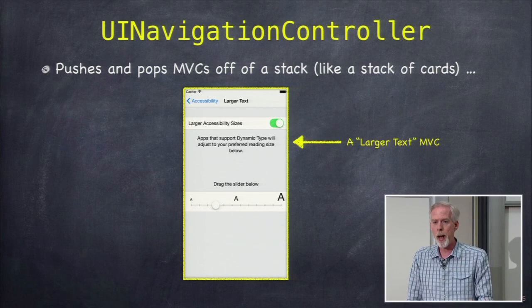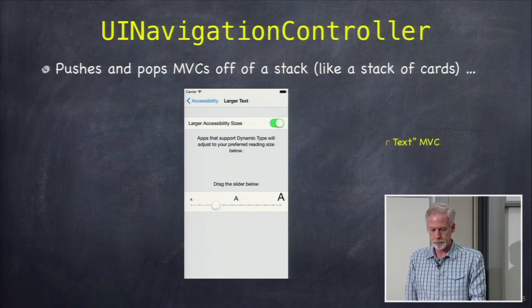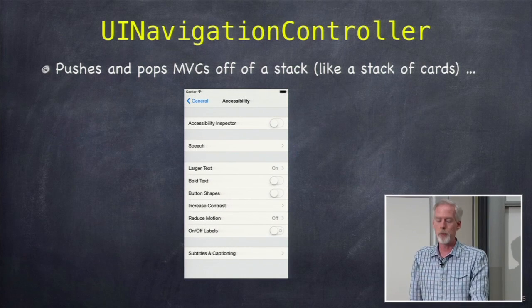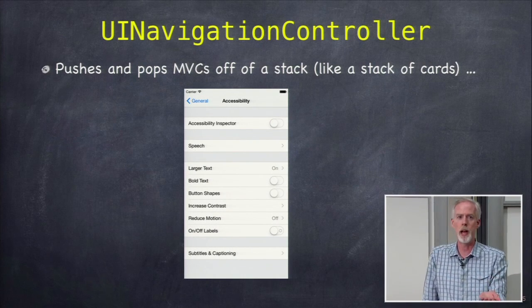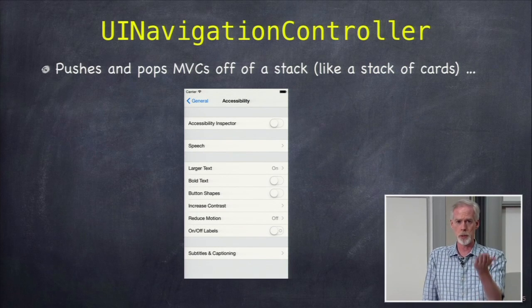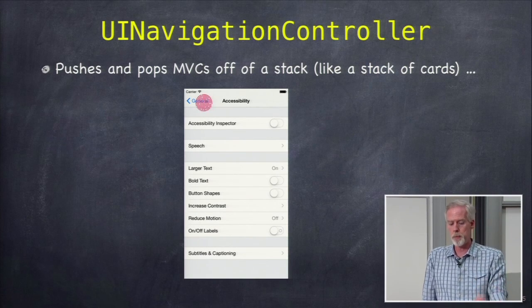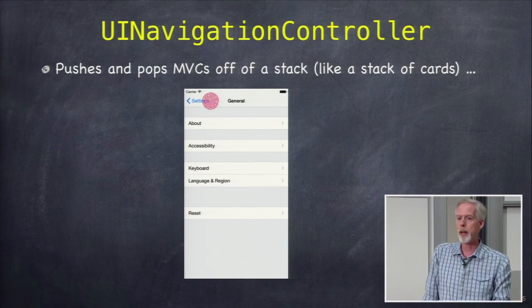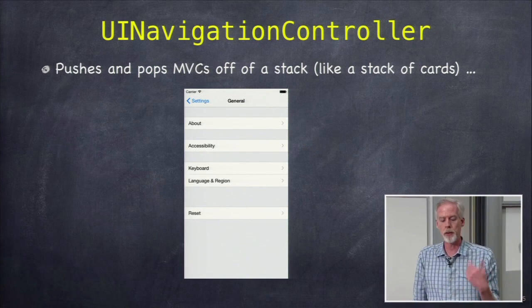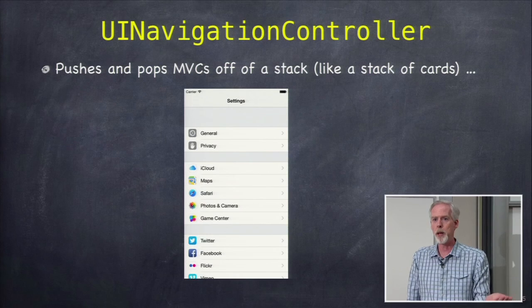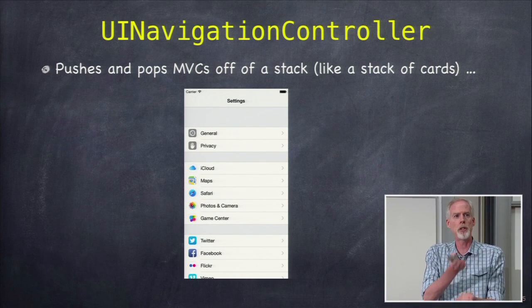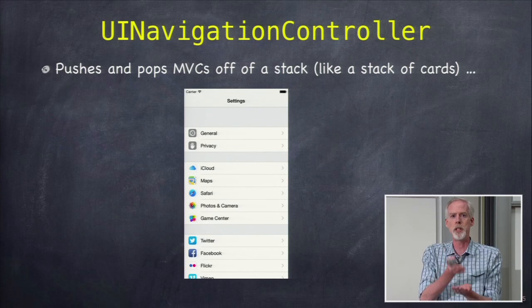Okay, so now let's do the back button. I'm going to click this back button in the upper left, and when I do, it takes that larger text one off, throws it out, and now we've got the accessibility card, which is now the top of our stack, which only has 3 things on it. We could do back again, goes back to the general one. We do back again, it goes back to the very top. Of course, once we get back to the very top, there's no more back button because this is the only card on the stack. So everyone understands what a navigation controller is? It's just a stack of MVCs.